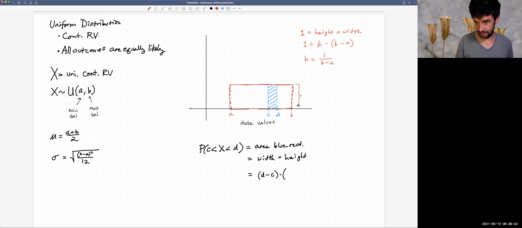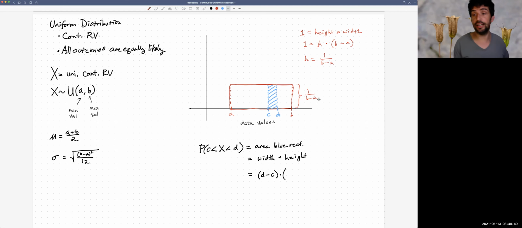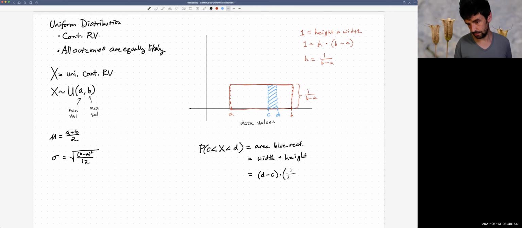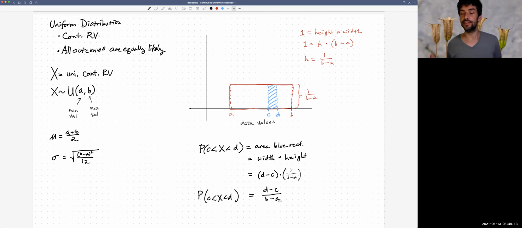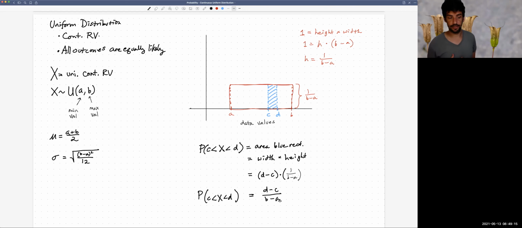That has to be the height of this in order for the area to be 1, which it has to be. So that gives us the height, which is the same height as the blue rectangle. This a little thicker. And so we get the probability of being between D and C is D minus C over B minus A, which is just the area of that blue rectangle.